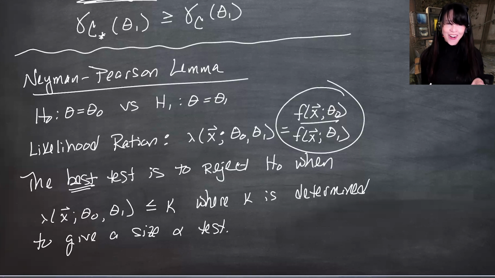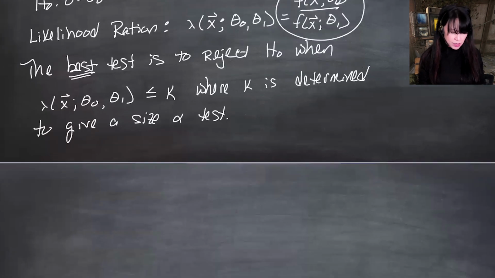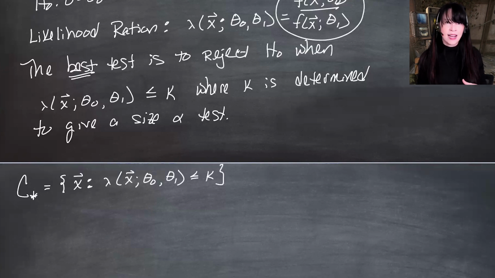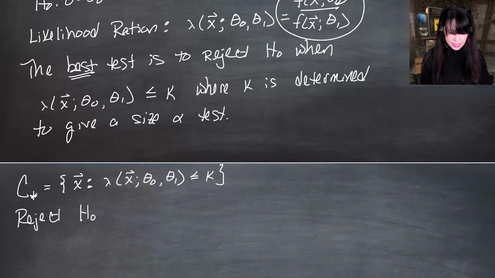So where's the C star? I didn't explicitly write it there, but the C star, the best critical region, is all of the X's for which this likelihood ratio is less than or equal to K, where K is chosen to give the size alpha test. And then the final rejection rule is going to be to reject the null hypothesis in favor of the alternative if the data, the capital X's, are in C star.